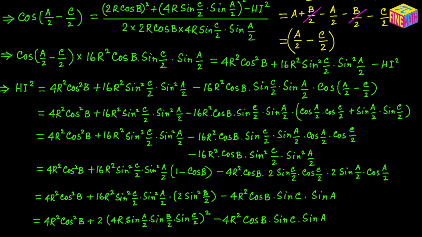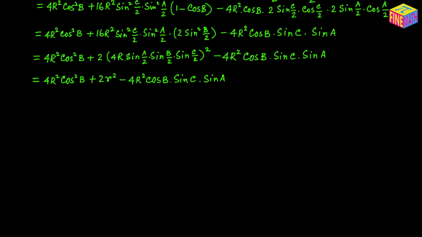In the next step, I'm going to bring the 2 times r squared to the front and then take the common factor out of the 2 other terms. We have a nice common factor there. The common factor would be 4 times r squared times cosine of b. And then in the next step, in place of b, I'm going to write pi minus a plus c. Because we know that a plus b plus c is equal to pi radian, so b can be replaced with pi minus the sum of a and c, kind of like this.